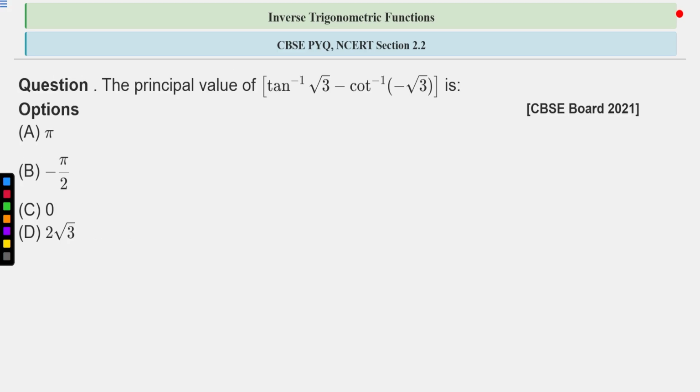Next question is, we have to find the principal value of tan inverse root 3 minus cot inverse minus root 3, and the options are option A is pi, option B is minus pi by 2, option C is 0, and option D is 2 root 3. We basically have to find the principal value of the given expression, right?